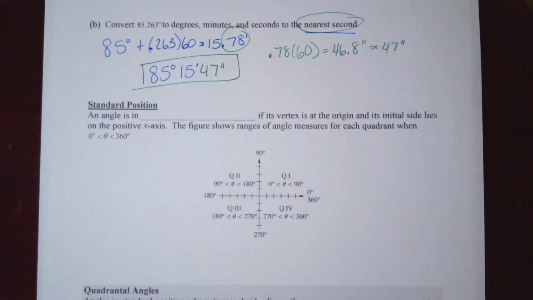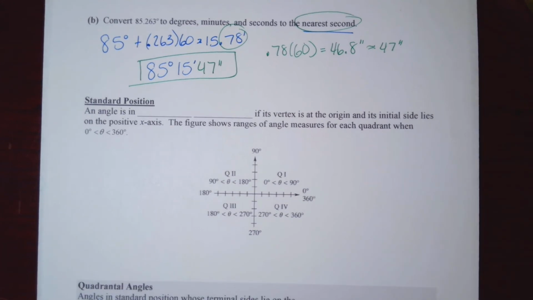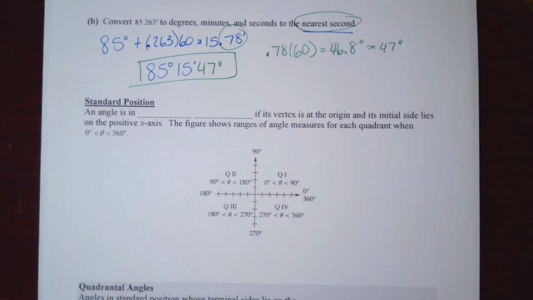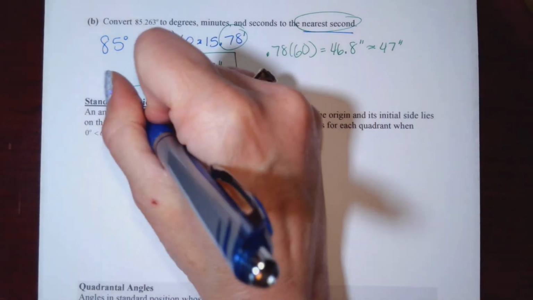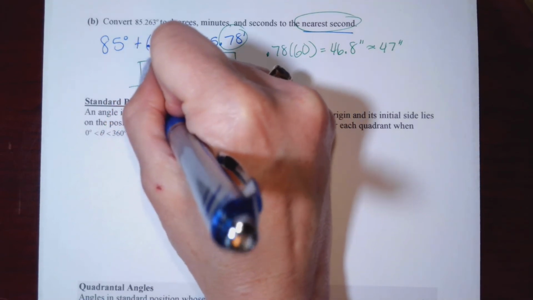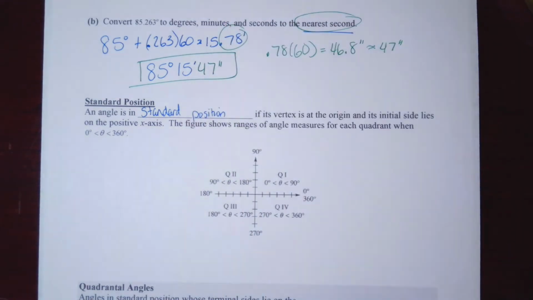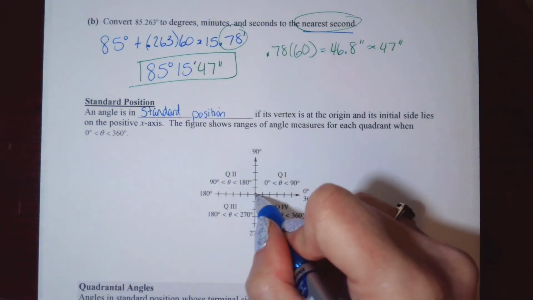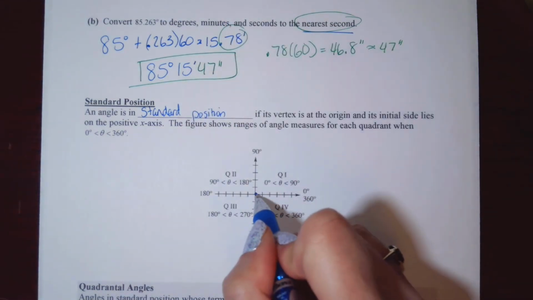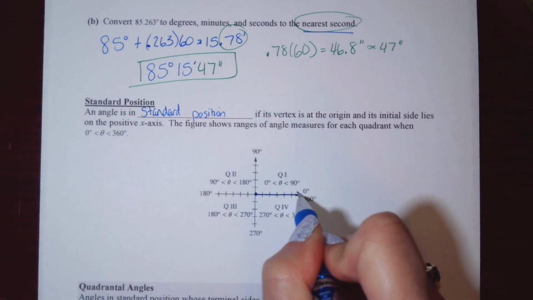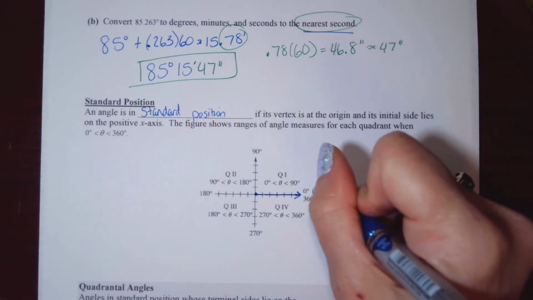Okay, standard position. When we are working with angles and trig, we typically are putting them on an XY coordinate plane. We know that an angle is in standard position if the vertex is at the origin and its initial side is at the positive x-axis. So this is my initial side.